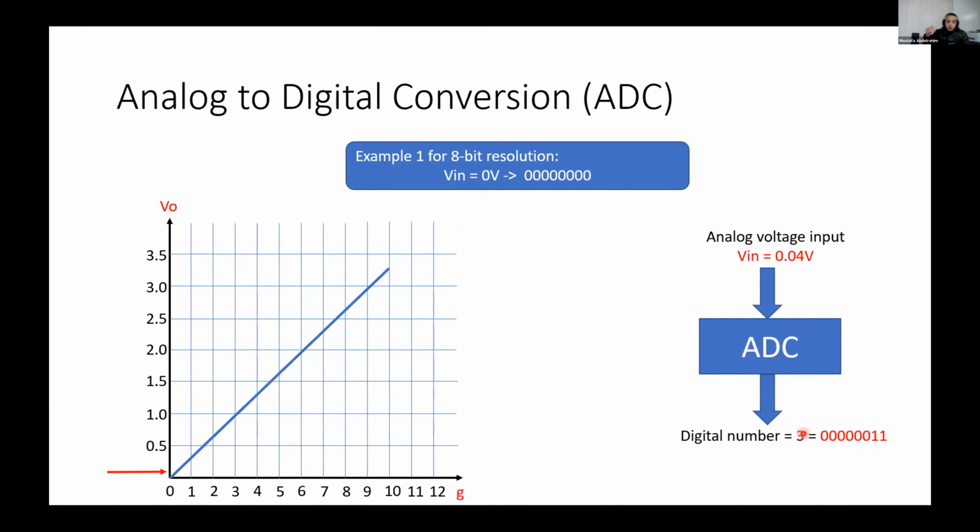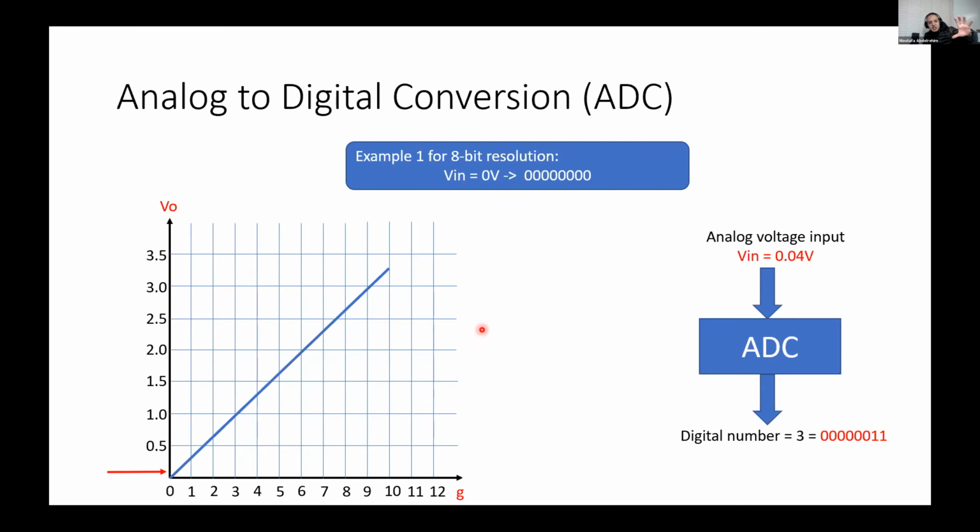And I will explain how we got this digital number. Then based on that, we will read this digital number, and we'll convert it back in our program, as we will see later, maybe after half an hour or something, when I finish this presentation. We will take this digital number and convert it back to its original value, to know what kind of G we have, what kind of acceleration we have.